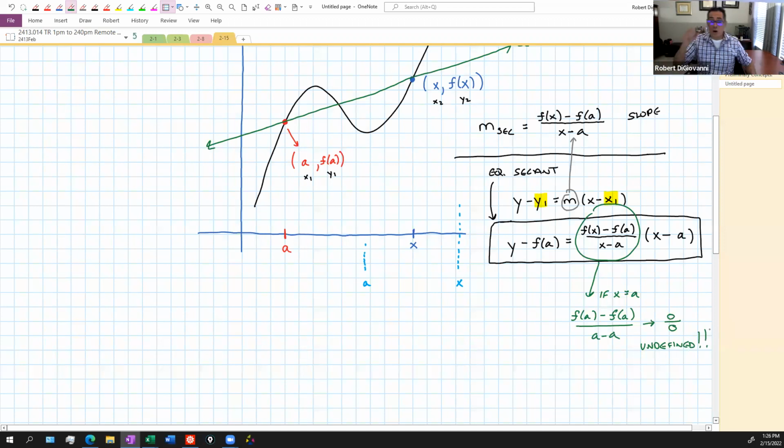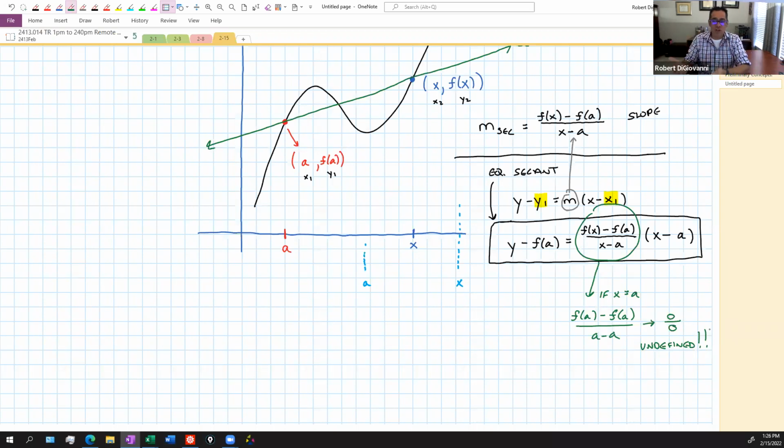We can never let X be A. If we let X be A, then there's no definition for the slope anymore. We can't find the pitch of a line. Think about it: if I give you two distinct points, you should be able to find the pitch of the line between the two. But if I give you the same point, two points on top of each other, there's no slope. How can you have a slope between a point and itself? Does that make sense?